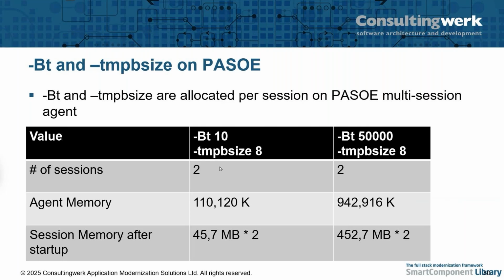If you use a lot of sessions in your PASOE, or you run a lot of clients on a terminal server, that is memory that the system needs to have available. But if the application is temp table heavy, then the temp table buffer is really one of the easiest ways to tune your application runtime.